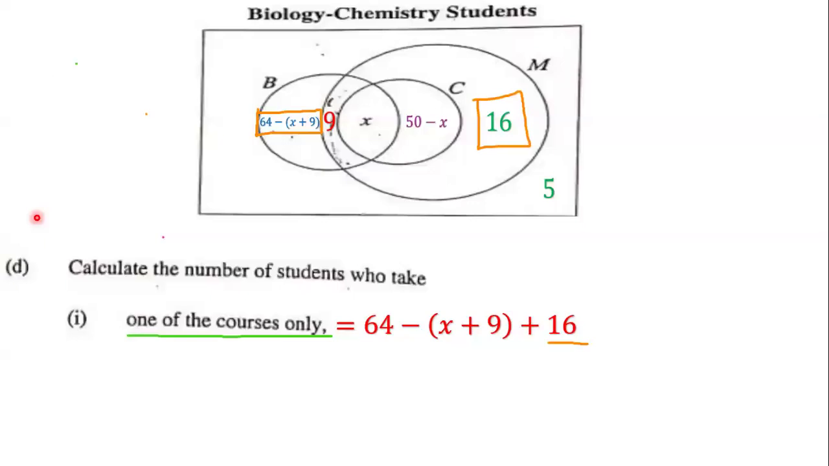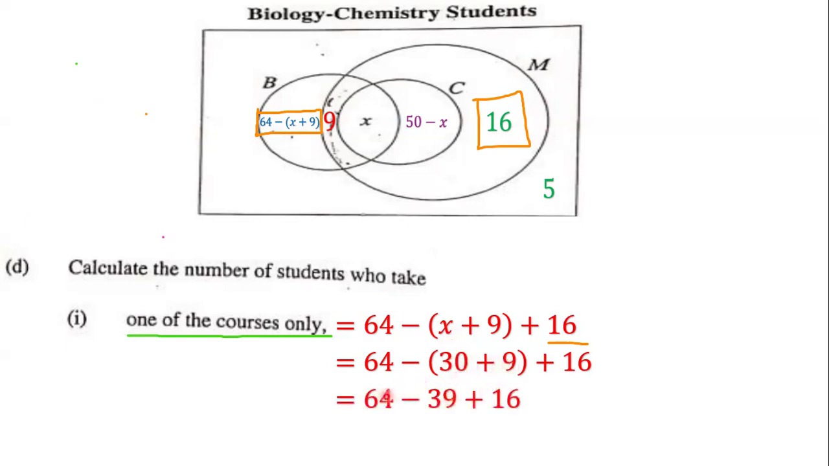And so let's simplify this expression. We replace x with 30. And so this is going to be 30 plus 9, and 30 plus 9 is 39. So we have 64 minus 39 plus 16, and that gives us 41. So that means that the number of students who take one of the courses only is 41.